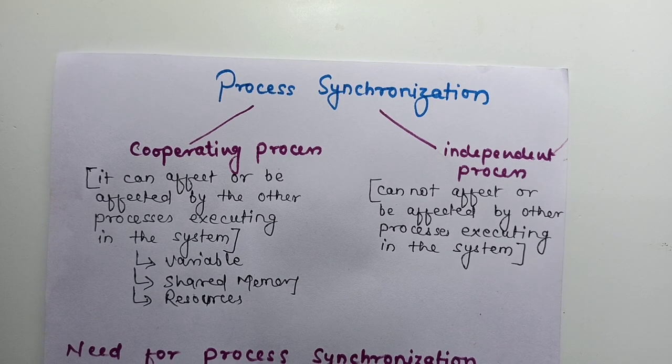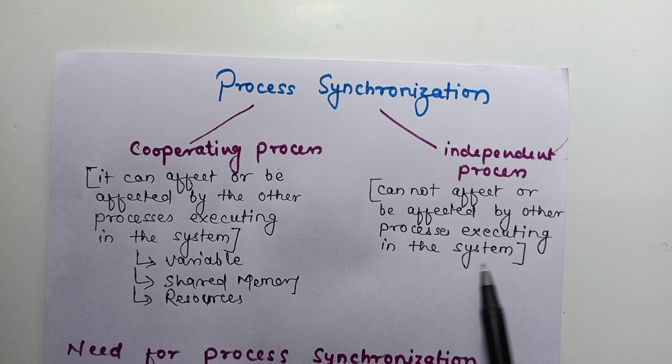So why is there a need for process synchronization? If independent processes don't give us much problem, then we must go for independent processes, right? Why are we going for cooperating processes? See, there is a need for process synchronization. There are some times where these processes need to share some file or some information with each other. So let's see what is the need for process synchronization.